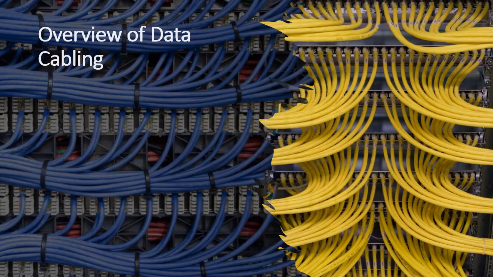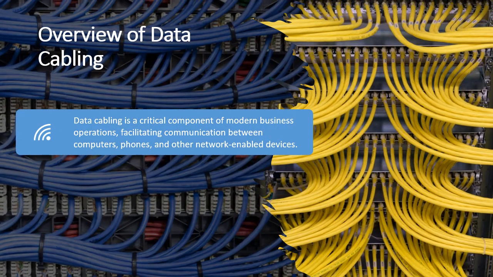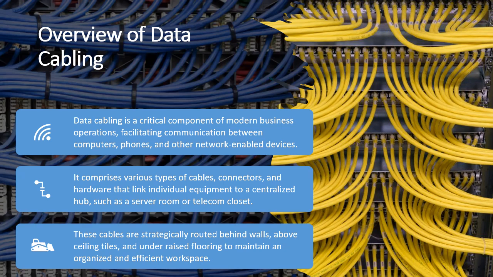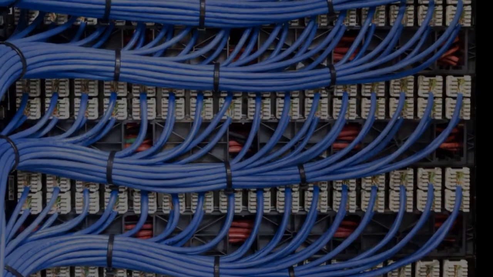Overview of data cabling. Data cabling is a critical component of modern business operations, facilitating communication between computers, phones, and other network-enabled devices. It comprises various types of cables, connectors, and hardware that link individual equipment to a centralized hub, such as a server room or telecom closet. These cables are strategically routed behind walls, above ceiling tiles, and under raised flooring to maintain an organized and efficient workspace.